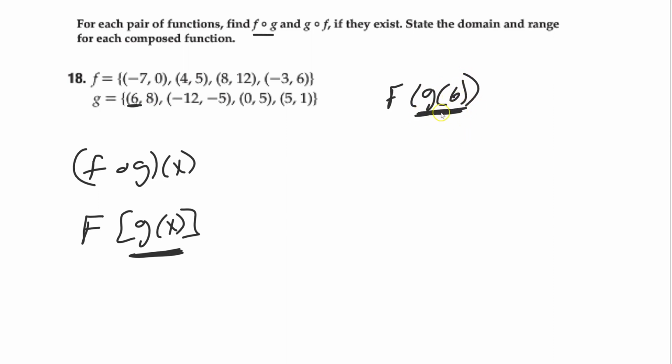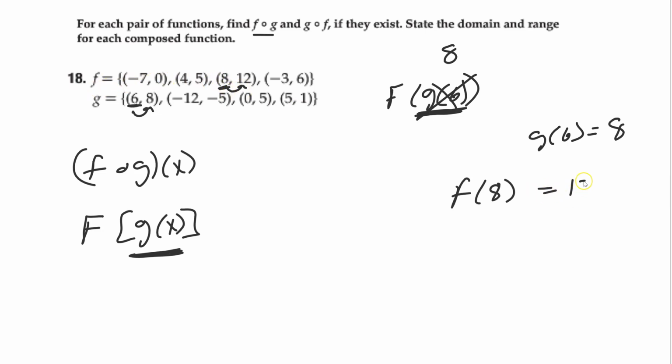Right? So we gotta do g of 6. So what's g of 6? Well, 6 gives you 8. So g of 6 is just 8. Now we need f of that answer. What's f of 8? Look at f. 8 gets you 12. So 12 is my answer.